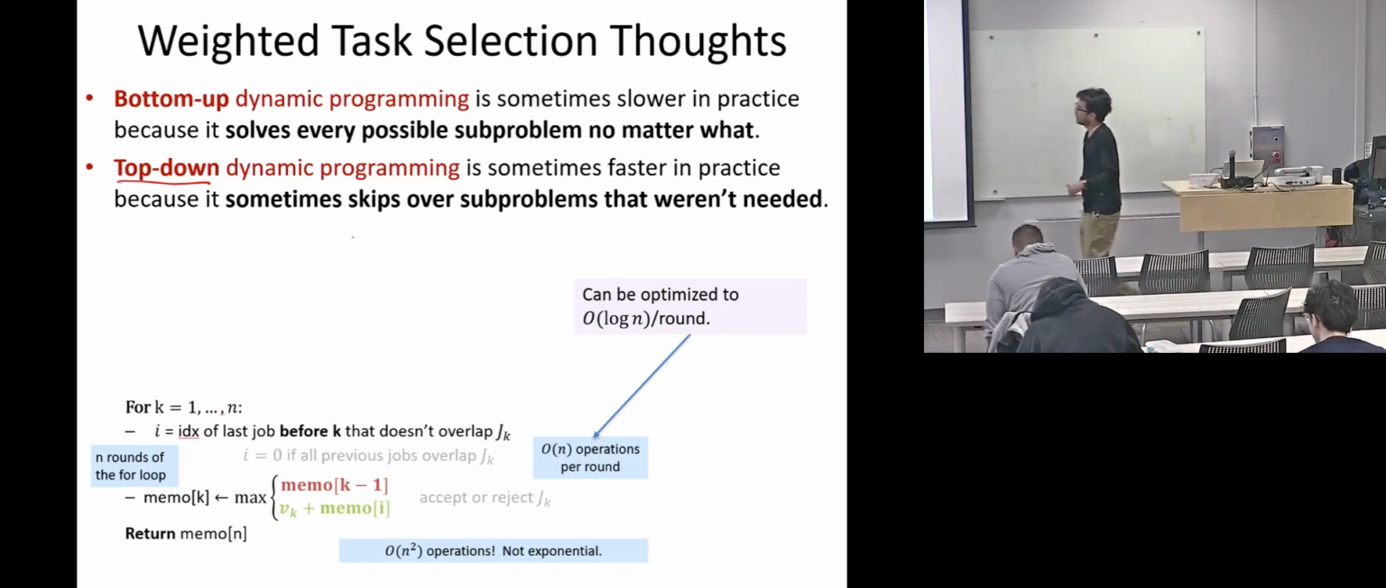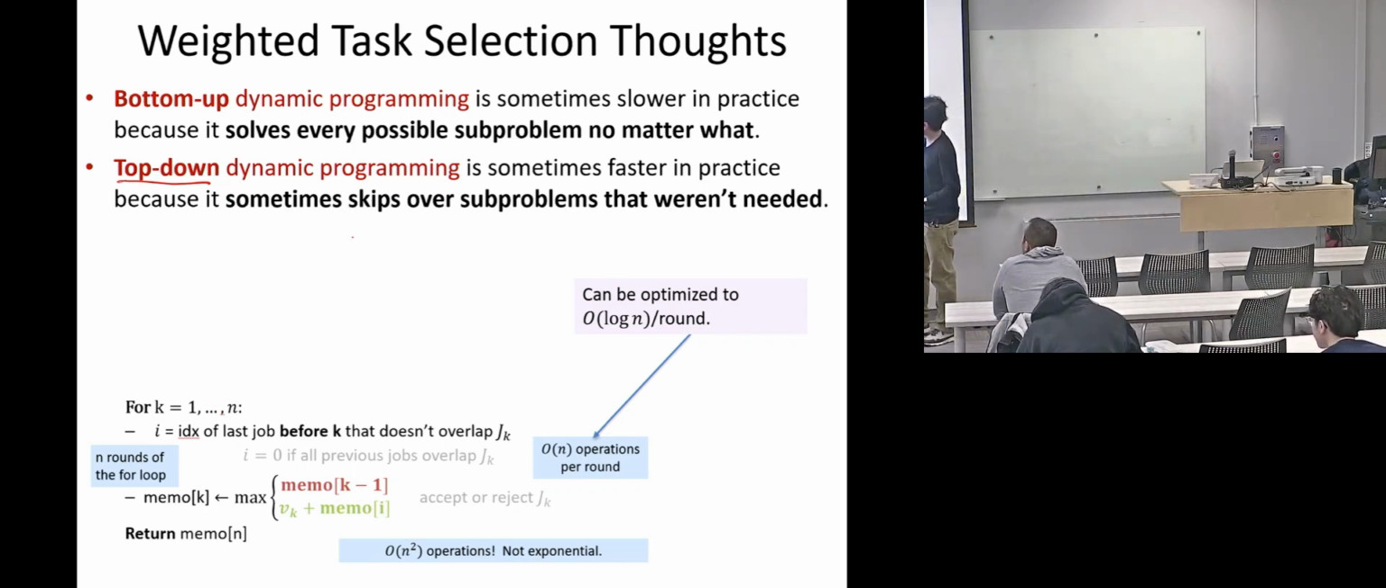By the way, just for this problem, I claim that this operation, finding the i that doesn't overlap with k, you can improve. You can do it faster than n time. You can do it in log n time. Anyone have ideas how? Maybe you could make another array that has start times in it, and then find the indexes that all align between the arrays, and you can just find the right start time.